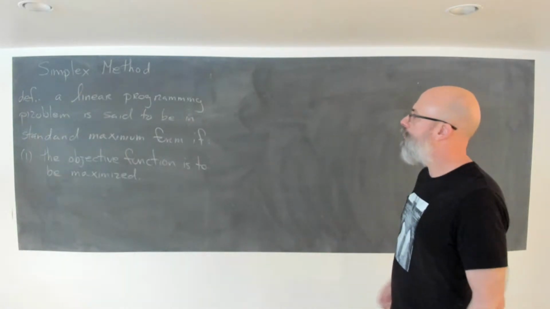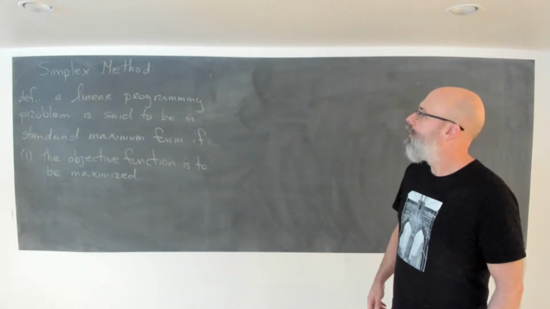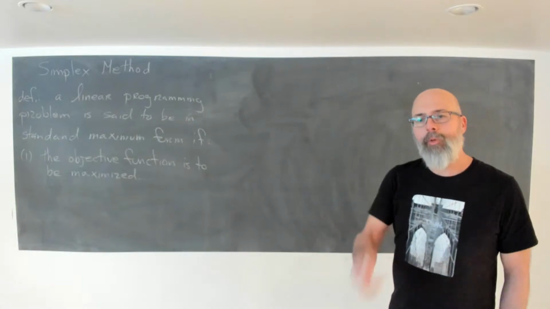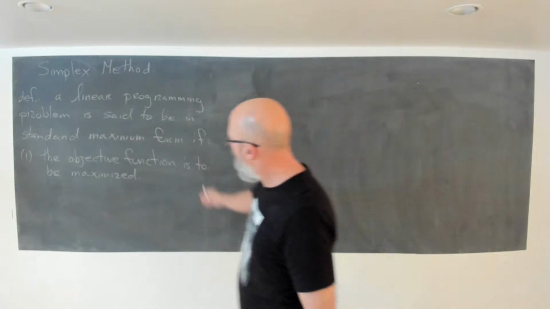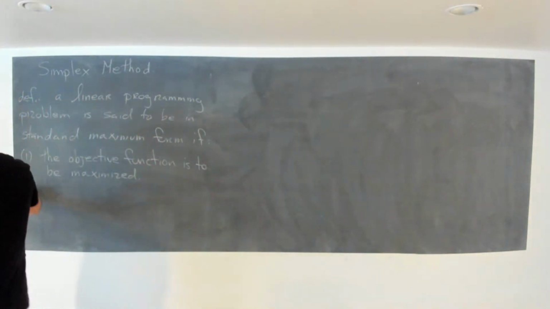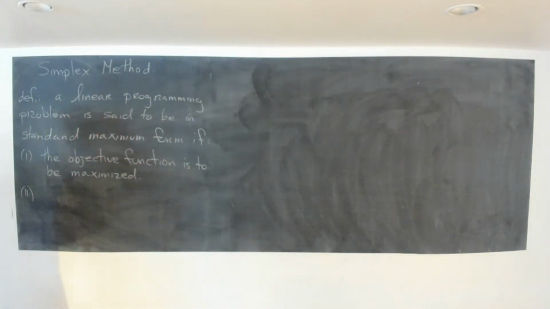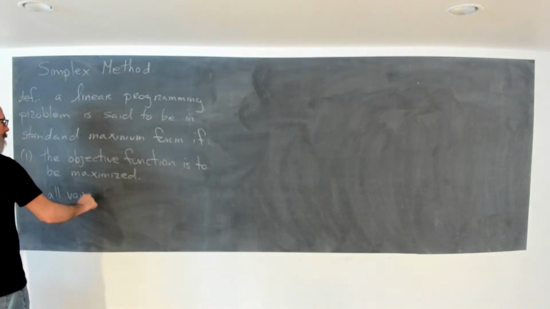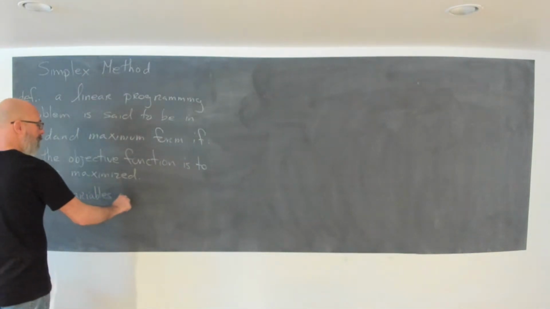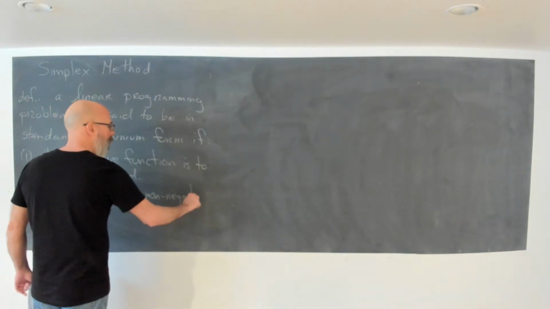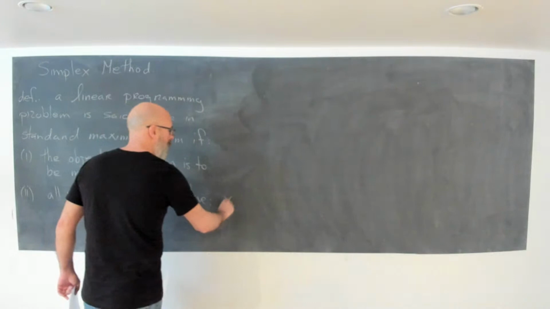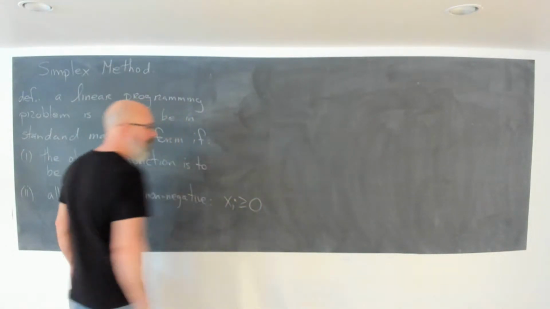Let me finish writing down what the standard maximum problem is, and we'll consider Blake's issue. The objective function is to be maximized. 2, all variables are non-negative. In other words, all the variables are bigger than or equal to 0.